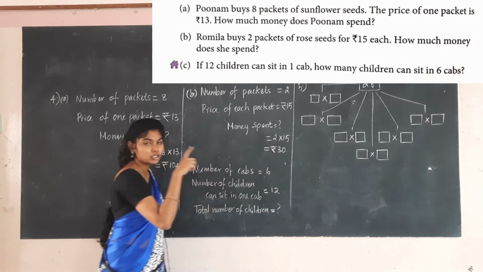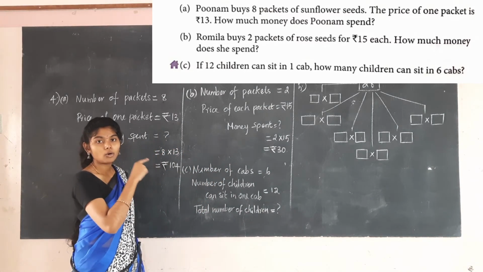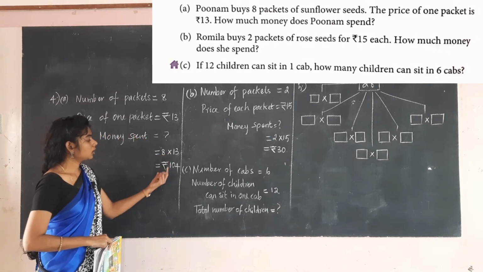So you know the table. First you have to learn the tables from 11 to 15. You already know 1 to 10. Here you are going to learn up to 15. So here we have written the answer 8 into 13 as rupees 104.